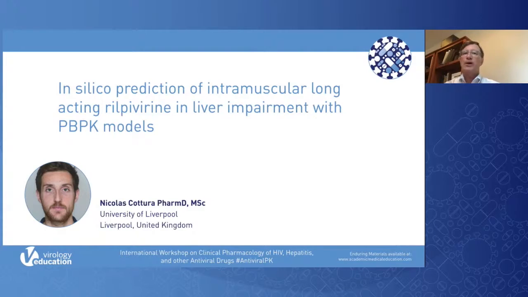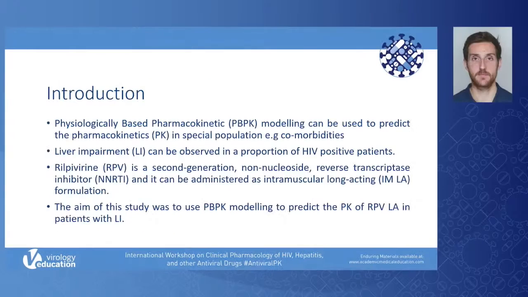PBPK modeling is a quantitative tool that can be used for different objectives, and one of them is to describe the pharmacokinetics of a drug in a special population. In our study, this special population is the liver impairment one. Liver-related diseases are one of the most common non-AIDS-related causes of death among HIV-infected patients, accounting for almost half of deaths among hospitalized HIV-infected patients.